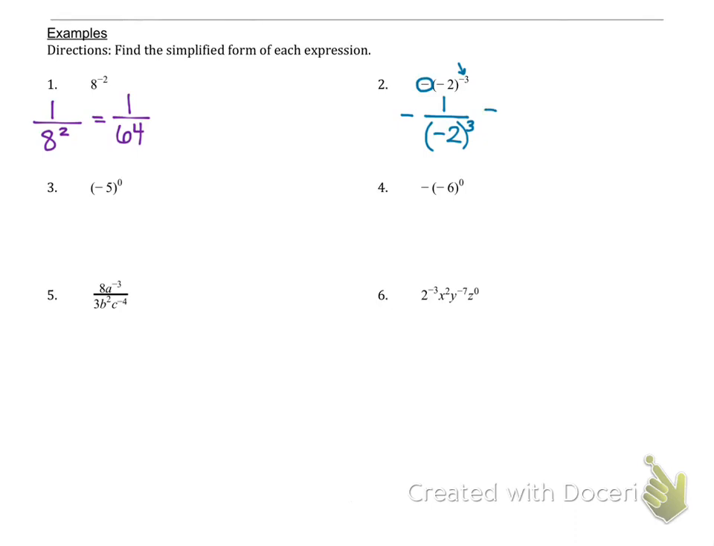Now I'm going to simplify this. I'm going to keep that negative out there still. And negative 2 to the third power is negative 2 times a negative 2 times a negative 2, which is a negative 8. So now I have two negatives, and two negatives make a positive. So think of that as negative 1 divided by a negative 8, which is equal to a positive 1/8.